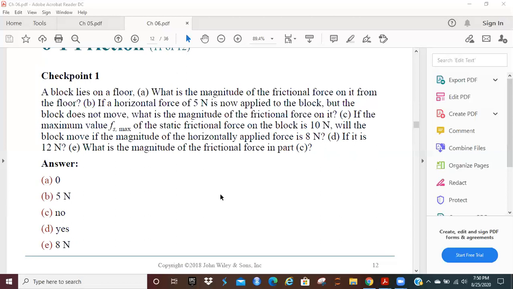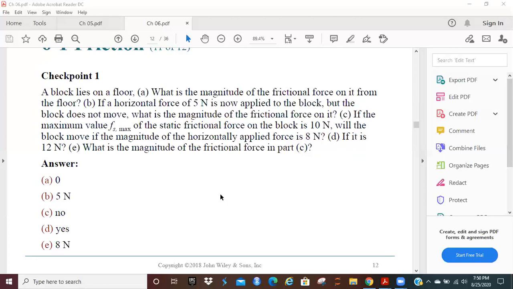If a horizontal force of 5 newtons is now applied to the block, but the block does not move, what is the magnitude of the frictional force on it? Wouldn't it be the same? Yeah, it'd be the same. It's just pointing in the opposite direction. The net force here is 0 because the block isn't moving. It's just that those 5 newtons are pointing in the opposite direction.